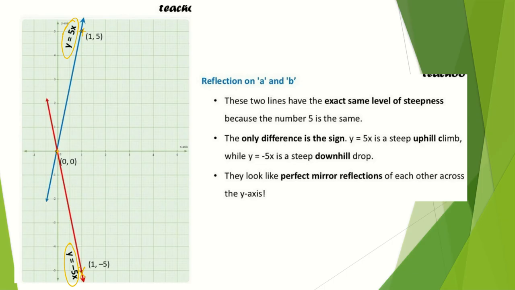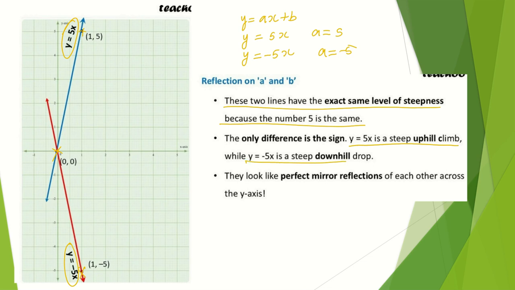Okay, now you can see both of them intersect at x equal to 0, y equal to 0, the origin. Why? Because your b was 0. Right? And you can see in the form y equal to ax plus b, one was y is equal to 5x and one is equal to minus 5x. So here a was 5, here a was negative 5. So these two lines have the exact same level of steepness. One is going up, one is going down. Okay. The only difference is the side. y is equal to 5x is steep uphill and y is equal to negative 5x is downhill, because negative means it goes down.